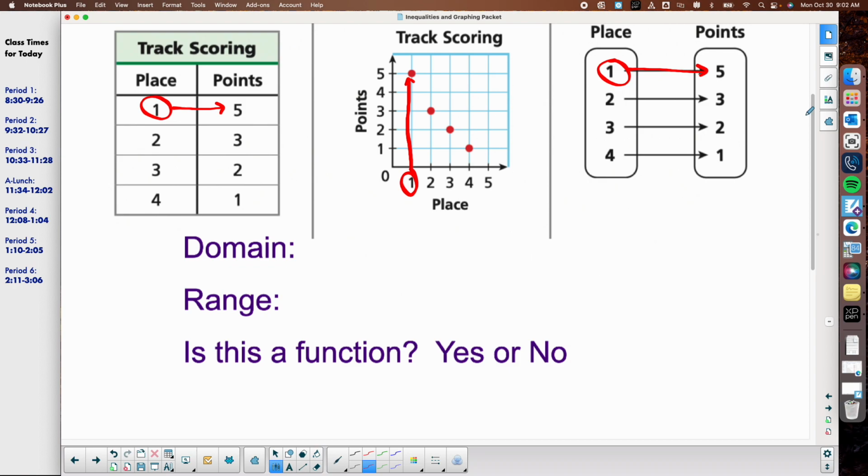Domain. Does anybody remember hearing this word? Yeah? What do we got, Isaac? Oh, you just remember hearing it. Got you. So domain is going to be all the numbers that you start with, or the x's. Domain will always be the x's or the beginning information.